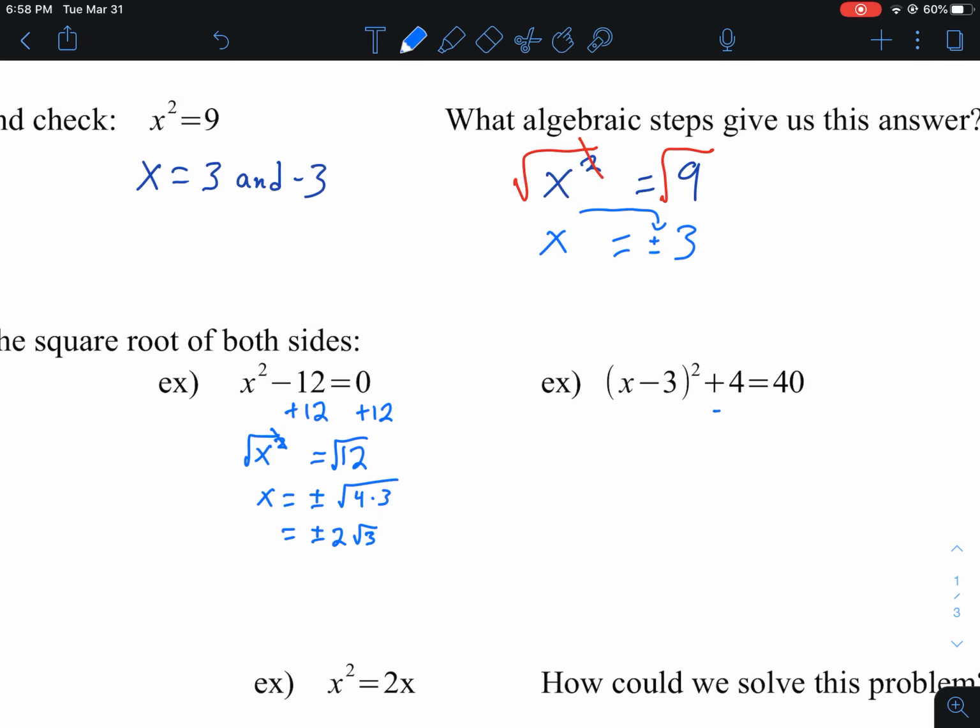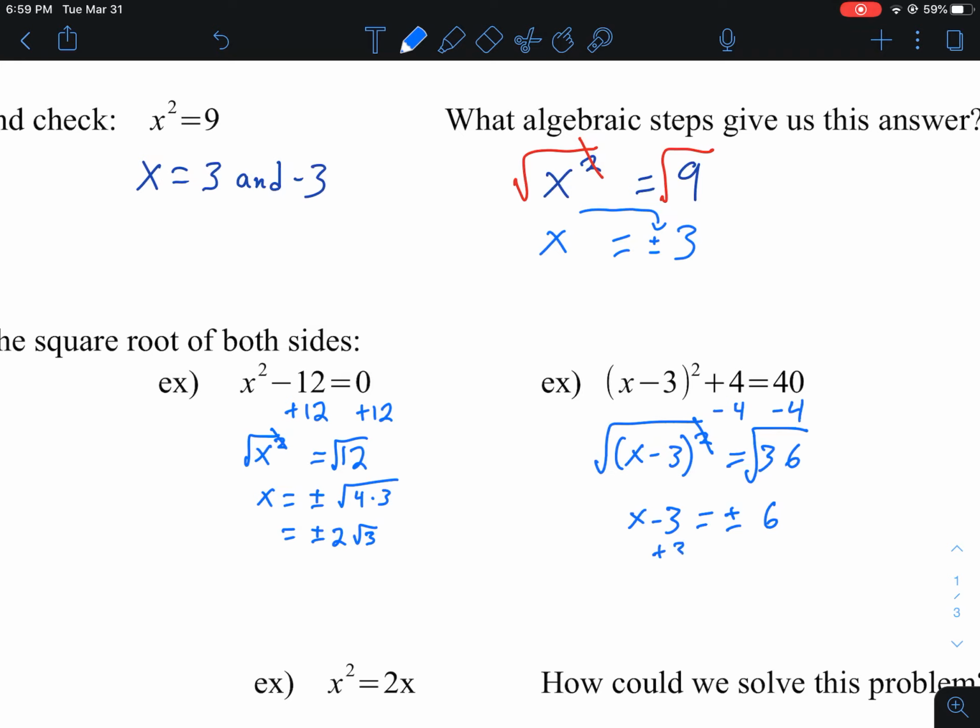Okay, we could square root both sides now, but it's much easier to subtract 4 first. So you get x minus 3 squared equals 36. Now that the square is by itself, we will square root both sides. So we get x minus 3 equals. Now, I didn't need that parenthesis. Now, don't forget the plus or minus. And the square root of 36 is 6.